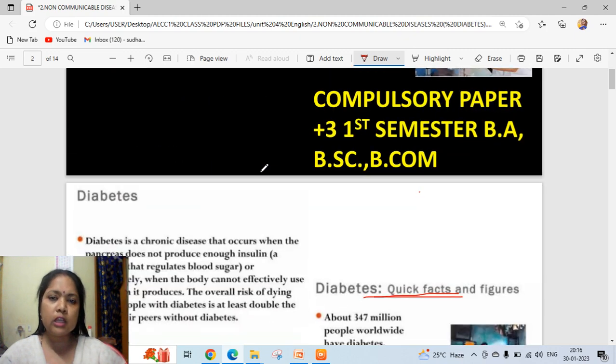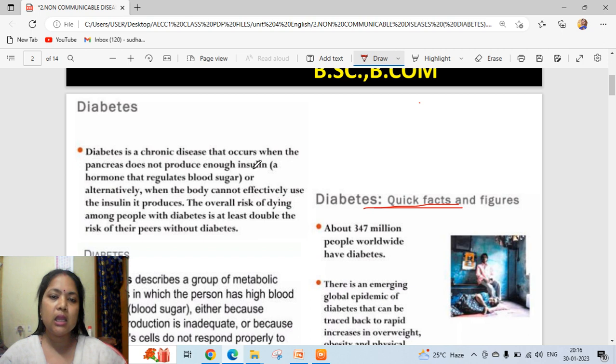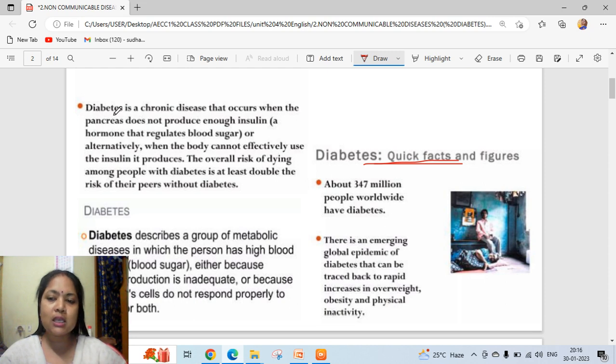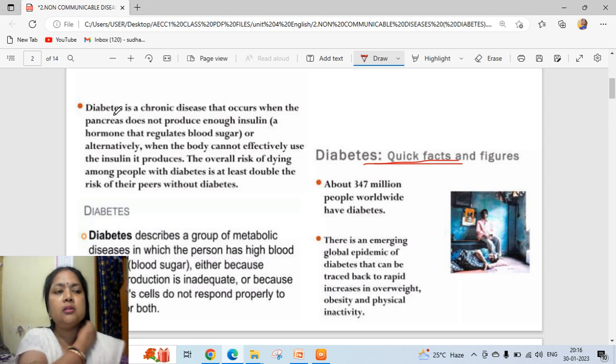Now without any further delay, let us discuss what is diabetes. As you know, nowadays in every home you will find one diabetes patient, isn't it? Nowadays children are also taking birth as diabetic.